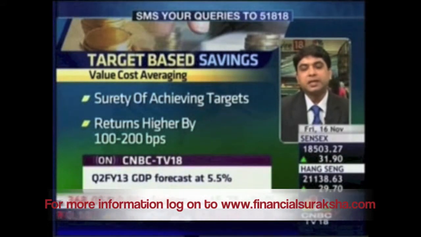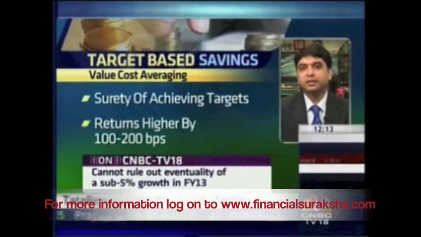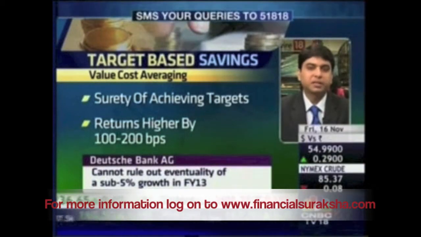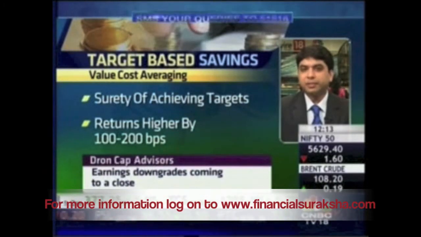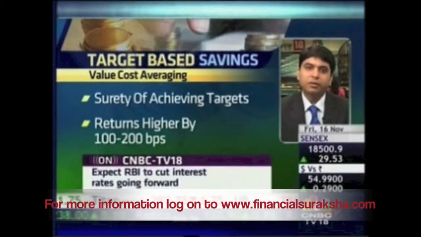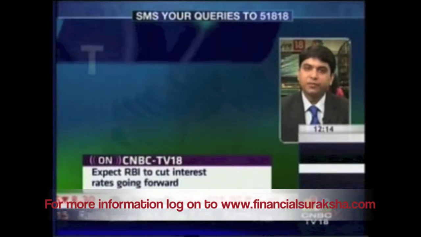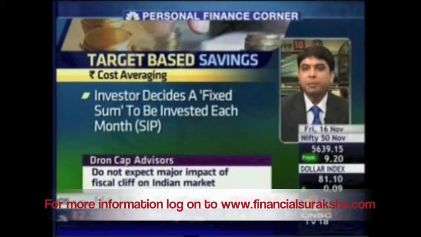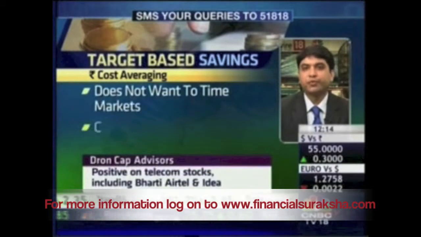The second advantage is that this kind of system is known to give better returns over a longer period of time, to the extent of about 100 or 200 basis points. So the advantage in this particular system is that he makes sure that he gets his accumulated corpus. Now, when I say this, I do not undermine the benefits of SIP. Both the systems of investing are good. It's just that if an investor is a little more savvy, he could probably use the value cost averaging method and accumulate his target and also get that little alpha on his portfolio.